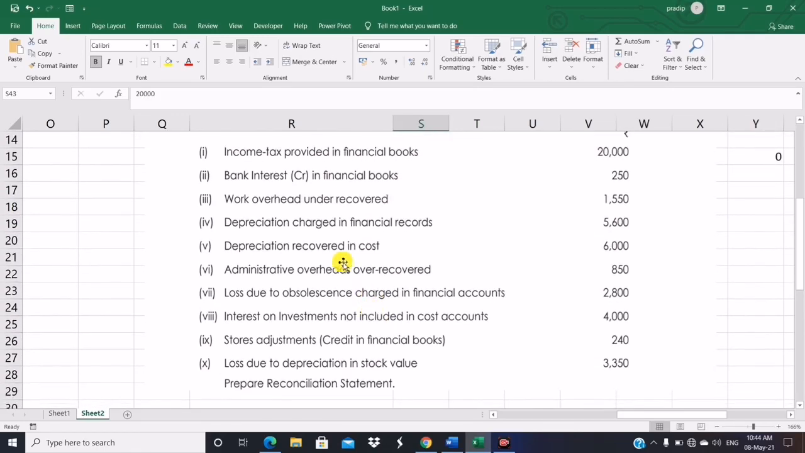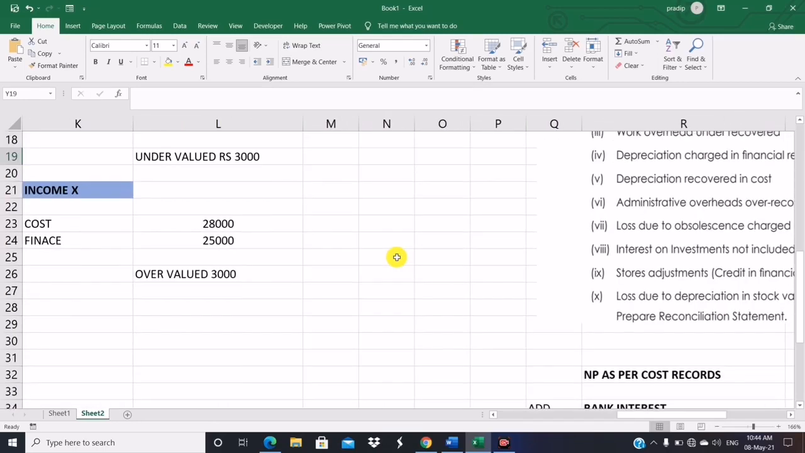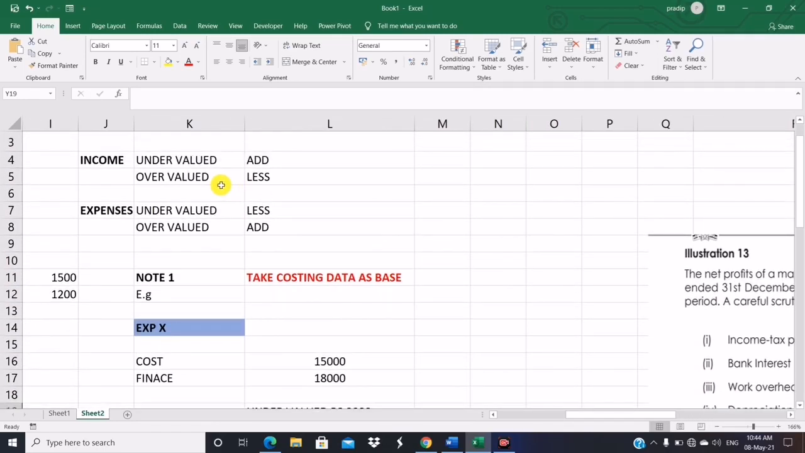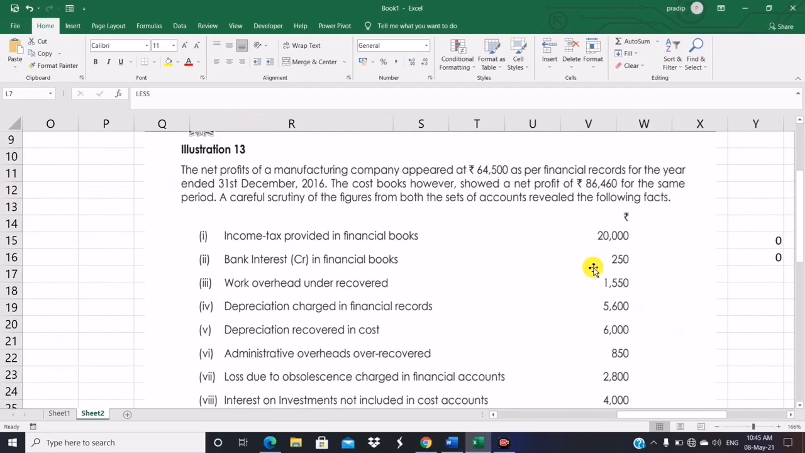So next adjustment is bank interest credited in financial book 250, but in cost accounting it is 0. So income is undervalued. If income is undervalued, what we have to do is add. So here you have to remember only two formulas. If income is undervalued, we have to add, and if expense is overvalued, we have to add, and if expense is undervalued, we have to do less. You have to remember only those two formulas. So I hope you are getting what I want to say.